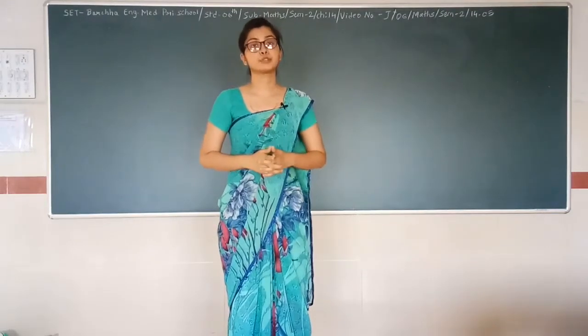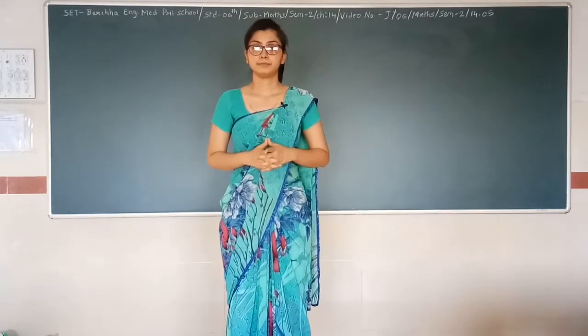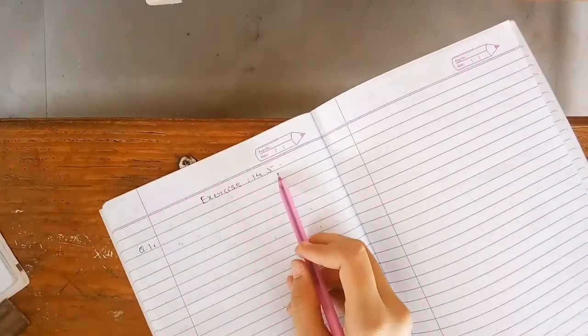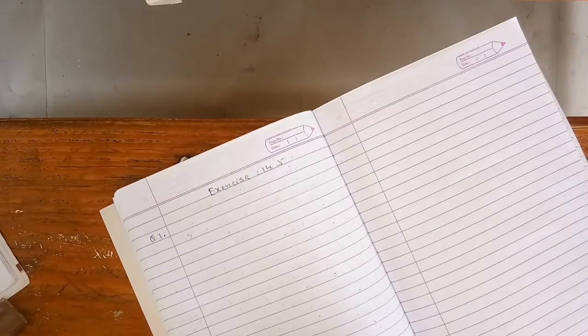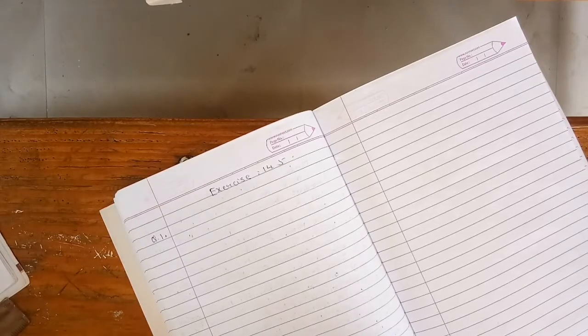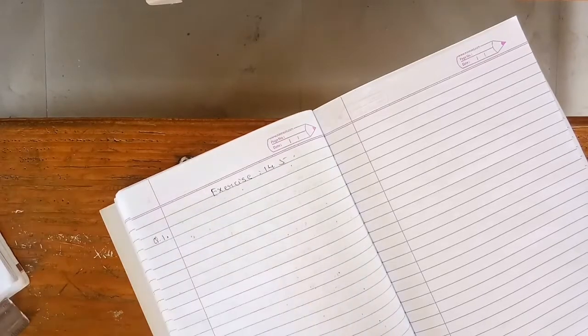Continue with exercise 14.5. Exercise 14.5, question number 1. Draw AB of length 7.3 cm and find its axis of symmetry.